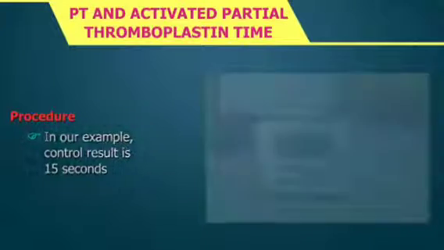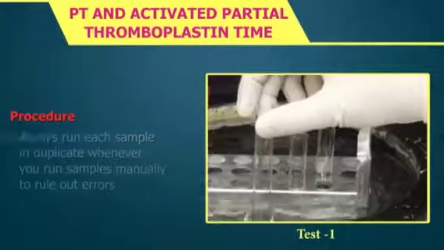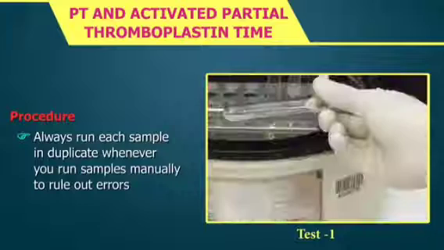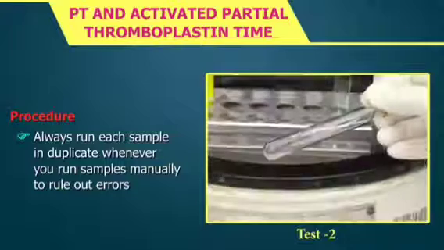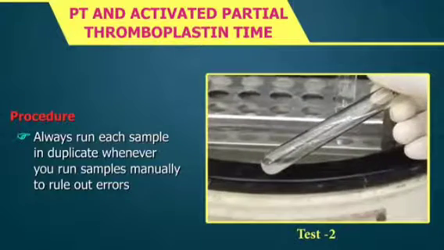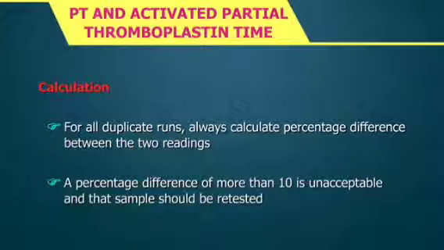10. Similarly, run the test sample. Always run each sample in duplicate whenever you run samples manually to rule out errors. For all duplicate runs, always calculate the percentage difference between the two readings. A percentage difference of more than 10 is unacceptable, and that sample should be retested.